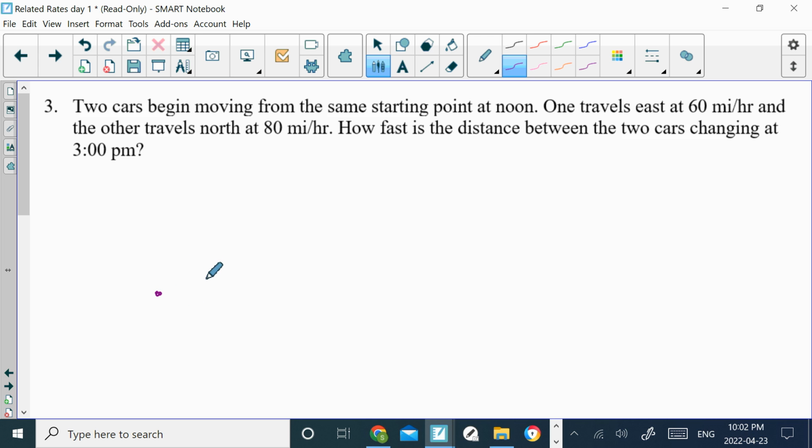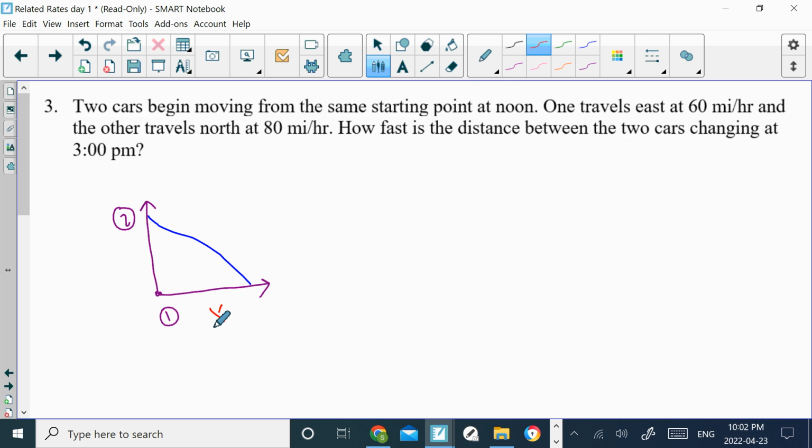So it says the first car from the starting point, where does he travel? He travels east at 60 miles per hour. So that's going to be car 1. Car 2 travels north at 80 miles per hour. And this line will be the distance between the two cars at some point.